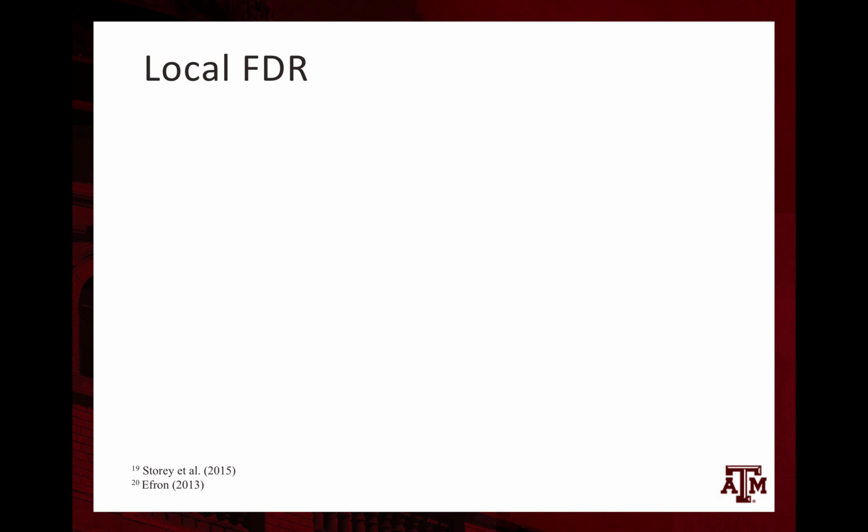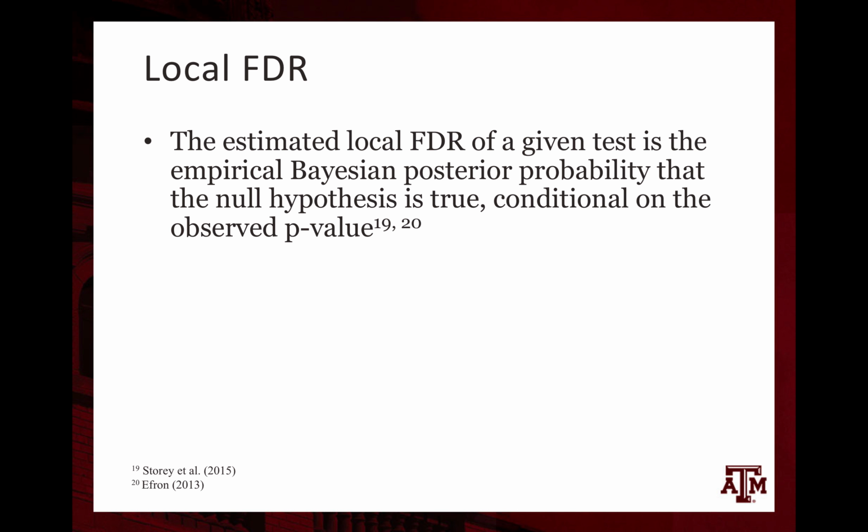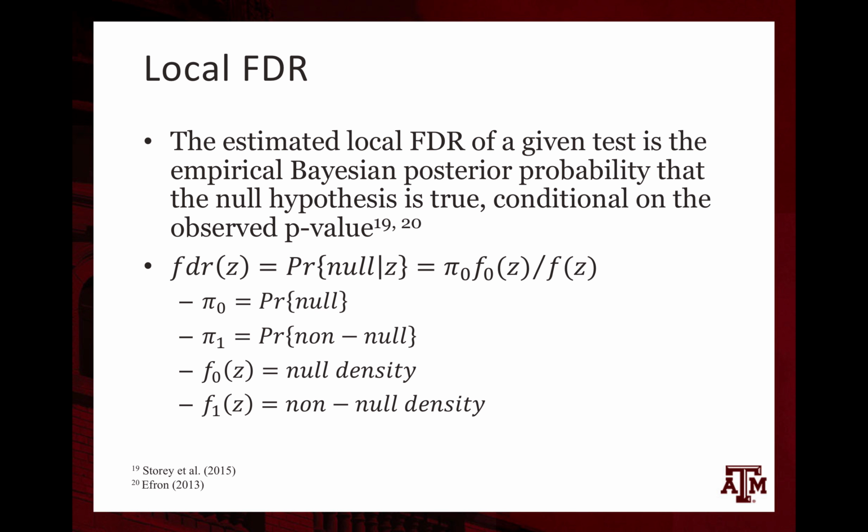The next thing here is something called the local false discovery rate. The local false discovery rate for a particular test is the empirical Bayesian posterior probability that the null hypothesis is true, conditional on the observed p-value. I'm going to skim over this because talking about empirical Bayes opens up a whole can of worms. But the expression is given here, and it basically boils down to this term on the right, and that's the probability that we have a null hypothesis times a ratio of null and non-null densities.